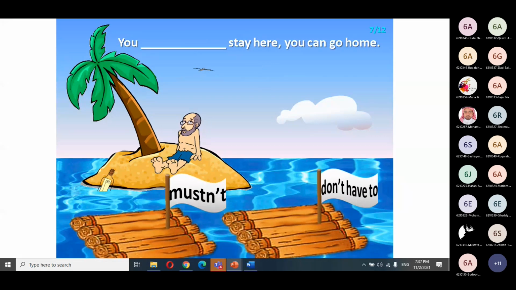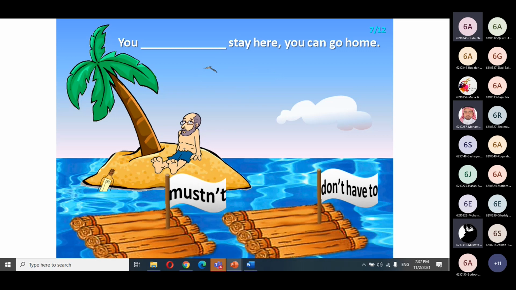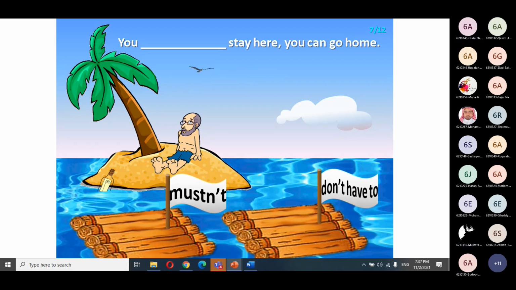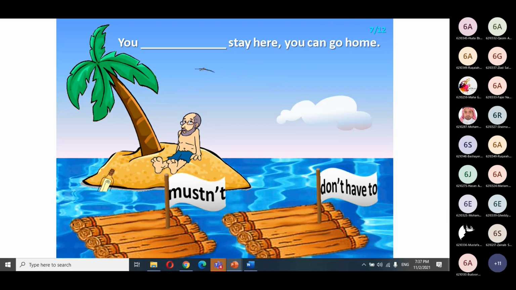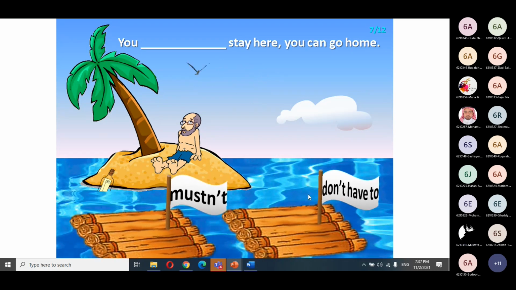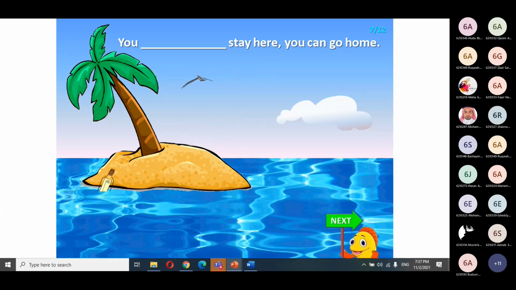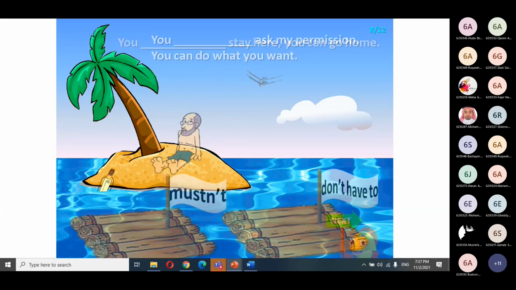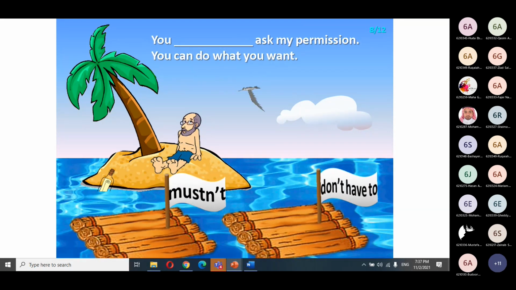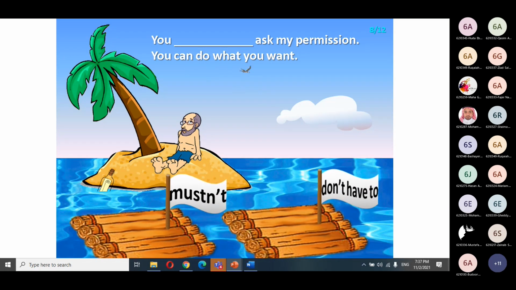You stay here, you can go home. You don't have to. There is enough. It's not necessary, so you don't have to stay here. You can go home. You ask my permission. You can do what you want.